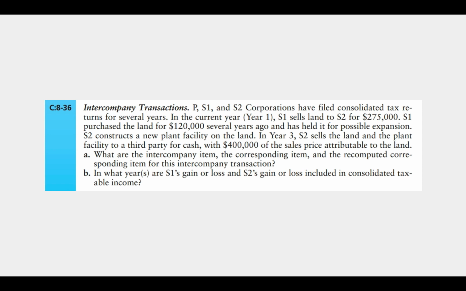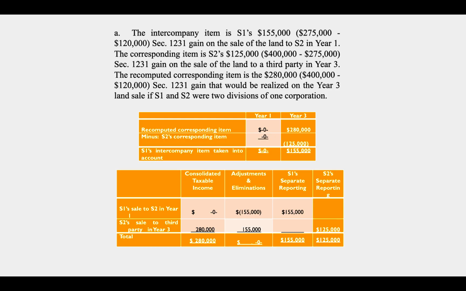In A, we want to know what's the intercompany item, the corresponding item, and the recomputed corresponding item for this intercompany transaction. If this transaction happened between two divisions in the same corporation, this first transaction where we sold land, we wouldn't have any tax consequence in that. So that's what we're trying to recreate.